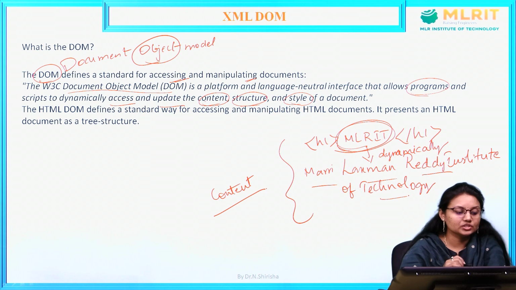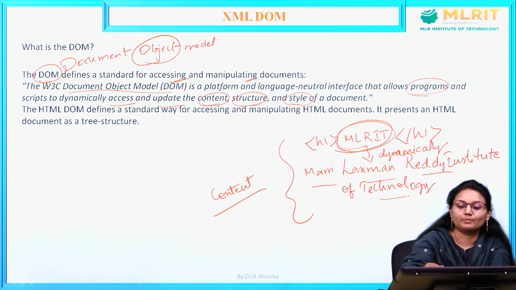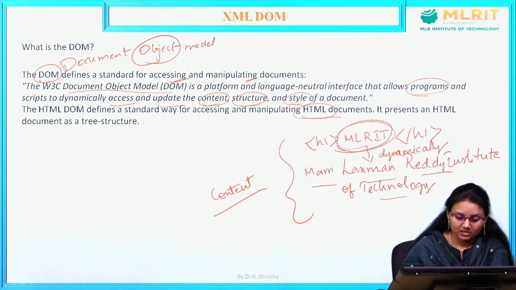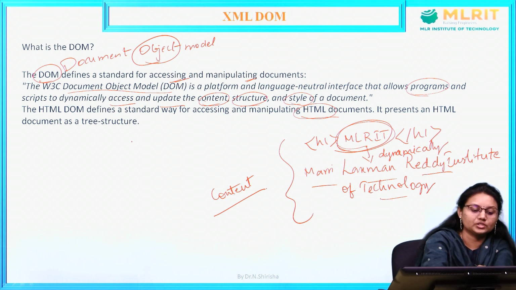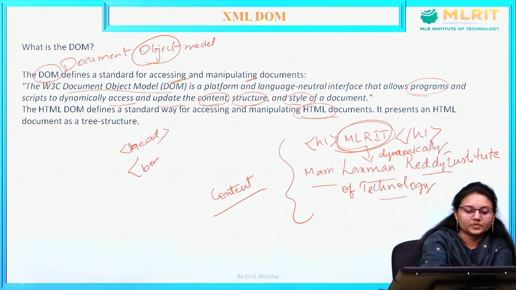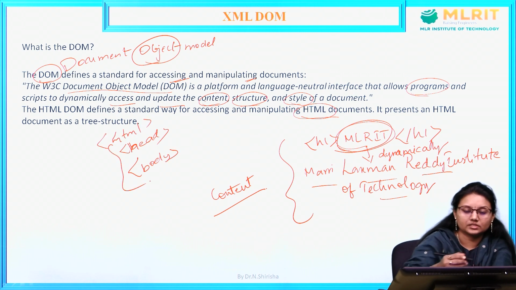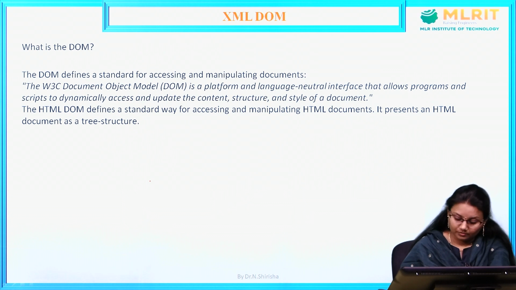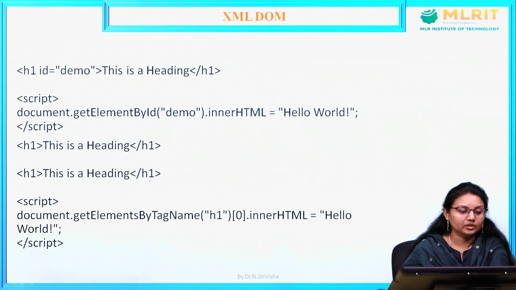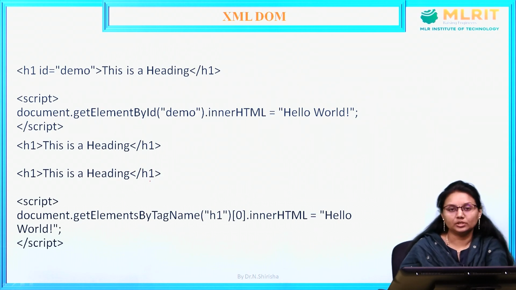The HTML DOM defines a standard way for accessing and manipulating HTML documents. It presents an HTML document as a tree structure. You know the structure of an HTML document: we use a head part and a body part inside your HTML. These are the structures we have. Following this structure, we can write a simple DOM like this.